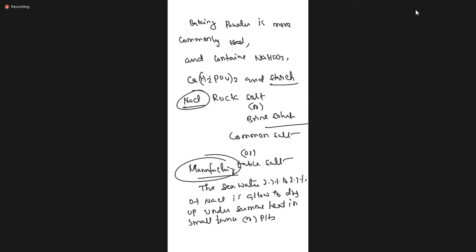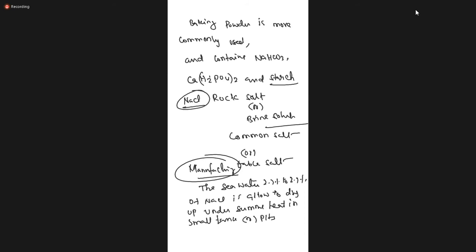NaCl is neither deliquescent nor hygroscopic, but it is moistened due to the presence of impurities like magnesium chloride and calcium chloride. This is about sodium chloride, common salt. This is the important component. Understand important compounds of sodium.